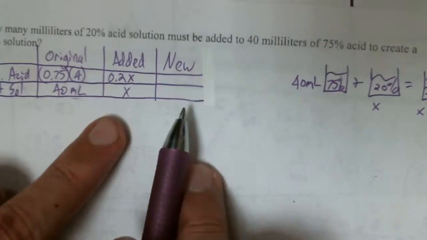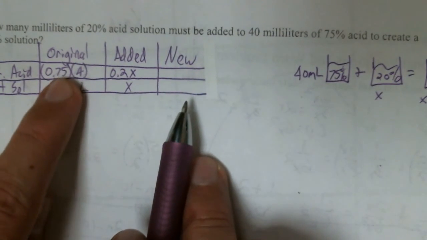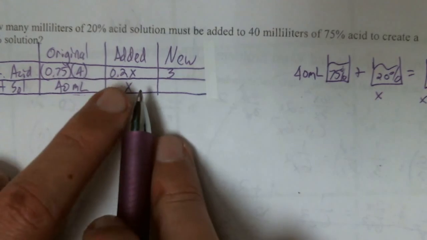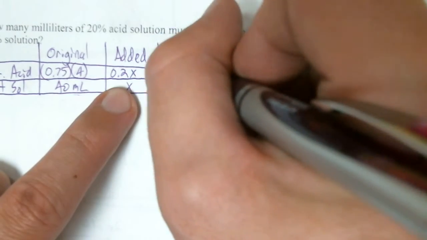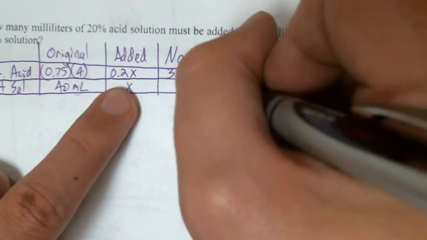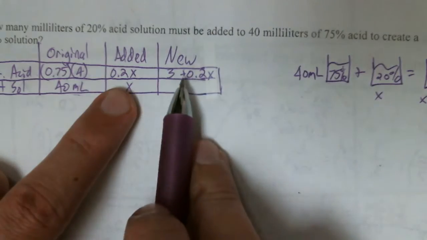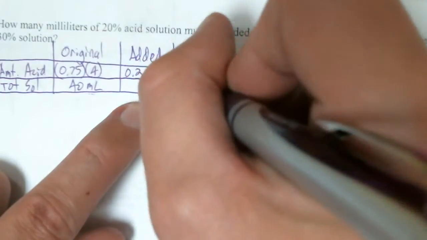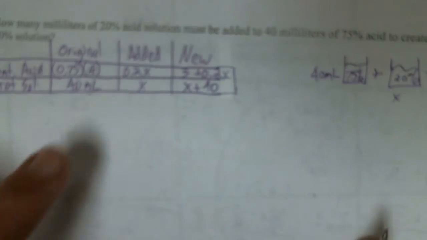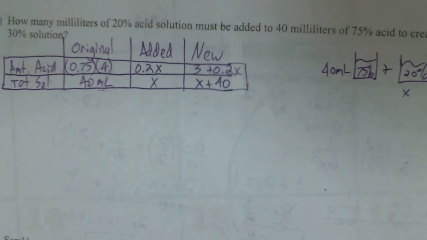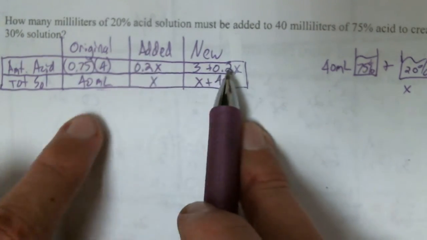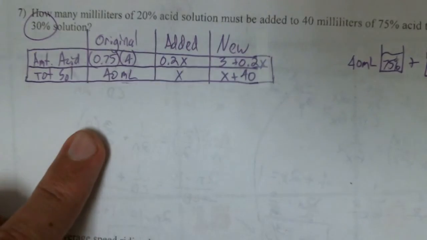When I get done, I'm going to have the acid from the original, 0.75 times 4. I'll go ahead and write that as a 3. The acid from the original plus whatever I add plus the 0.2x. Okay, that's how much acid I have over the total solution, which will be the original 40 plus whatever I add, x plus 40. Okay, now I'm ready to say when I get done, we want this new solution to be equal to 30%.